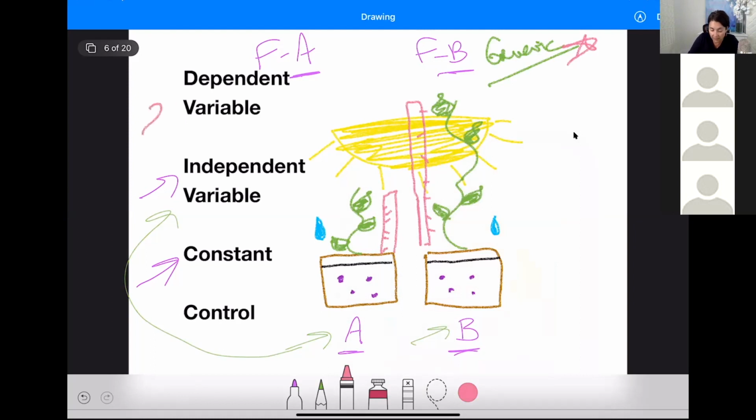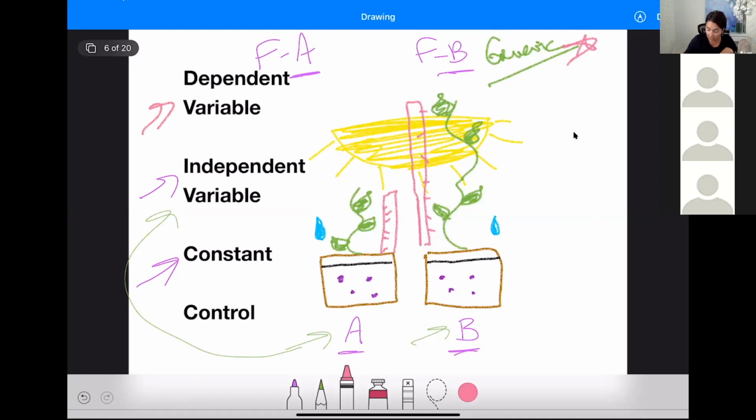What is the dependent variable then? The dependent variable is the difference in growth or the height of the plant, because the dependent variable depends on the independent variable, the fertilizer. So this is very important you remember this when you're answering questions on the test. They will ask you a dependent variable question or an independent variable question. All right, so that's the dependent variable.